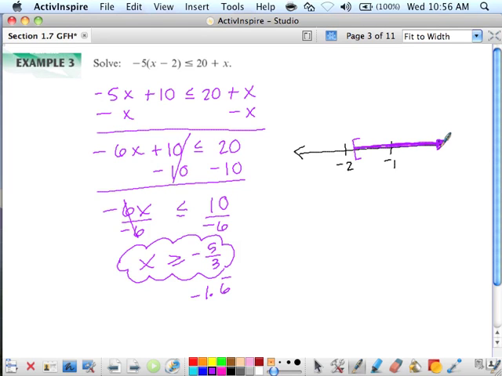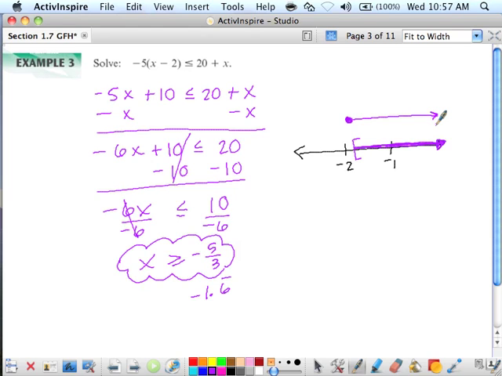Now I'm not sure if WebAssign uses open or closed circles, or whether it uses parentheses and brackets for this. But would it be open or closed? This one would be closed because there's an equal to line under it. The one before it would have been open. So it really doesn't matter. Different books do different things. I prefer the parenthesis bracket. Some people prefer the open closed circles.